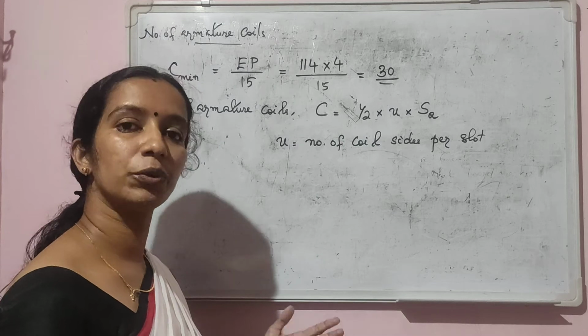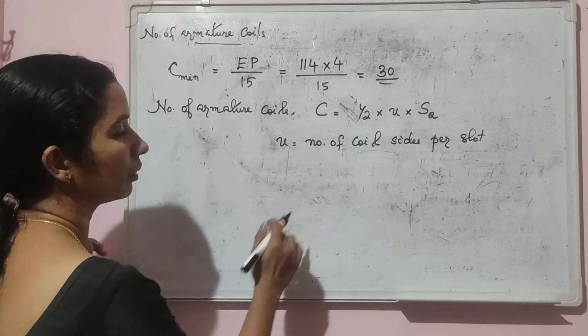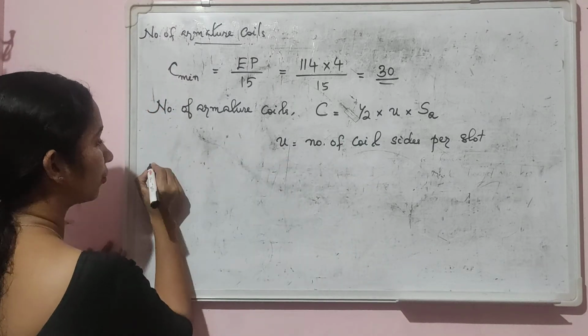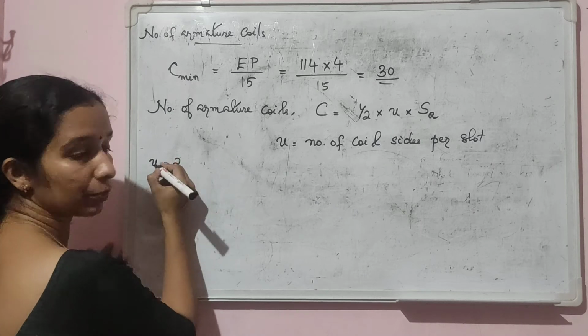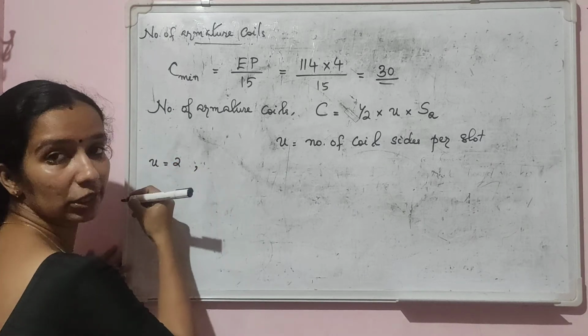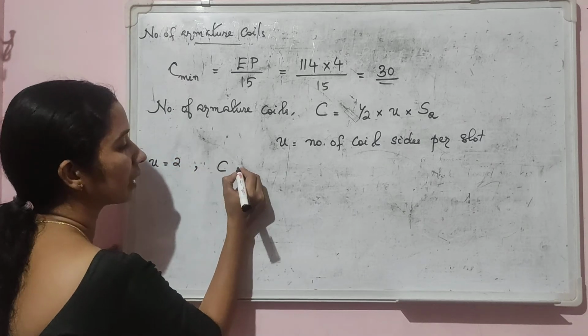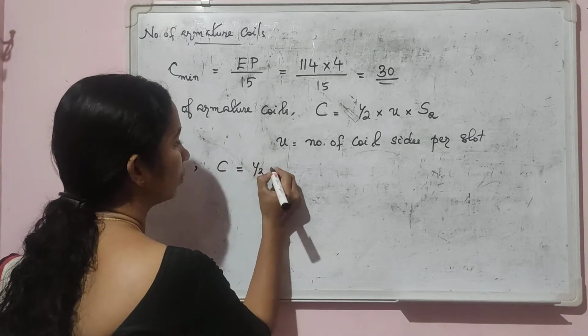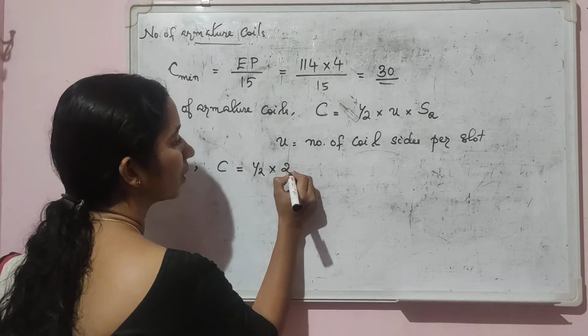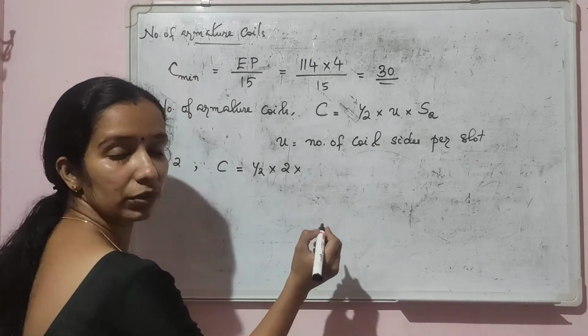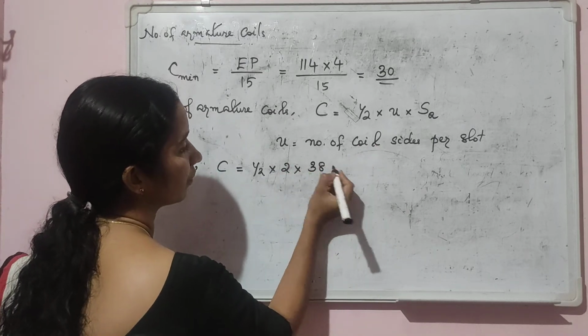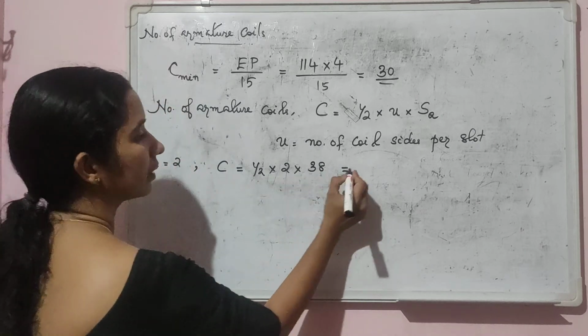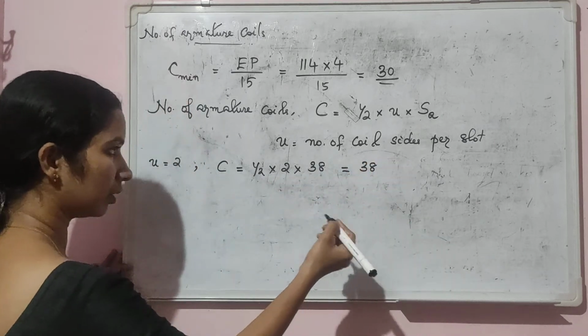We can take any value we like for u. Okay, so first let us go for u is equal to 2. So this is the procedure. First of all, choose u is equal to 2, then find out the corresponding number of coils. So half into u is 2 into SA, number of slots is 38. So our answer will be 38. Now go for the next.